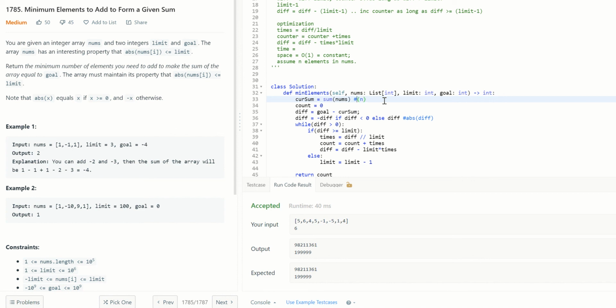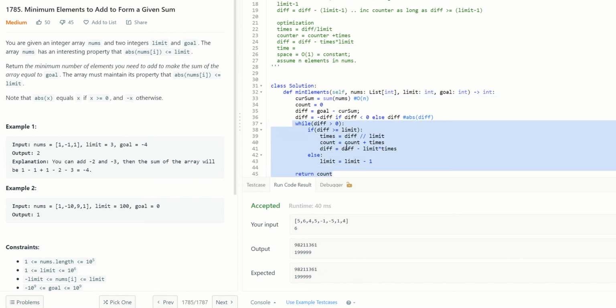This would take order of n because we are going through the entire array to get the sum, as simple as that. Good. And do we have any information how many times this while loop will be executed? We actually don't have any information about how many times this could be executed. So in the best case, it could be zero. What if the goal in this particular example one is one? Then you don't have to go through this at all. You just count it zero. We don't have to do anything. So that's the best case.